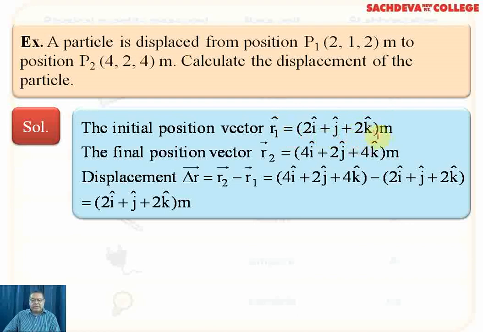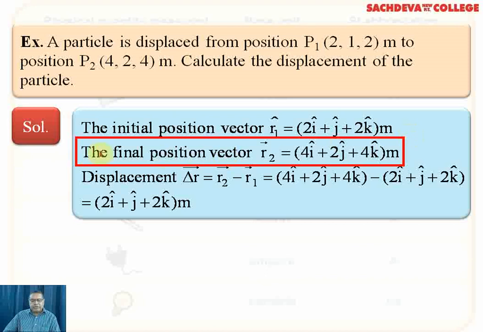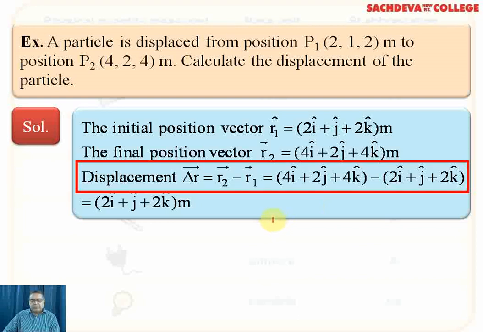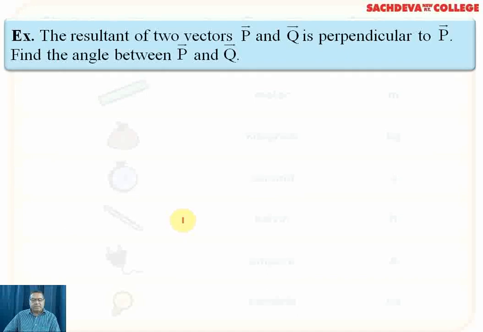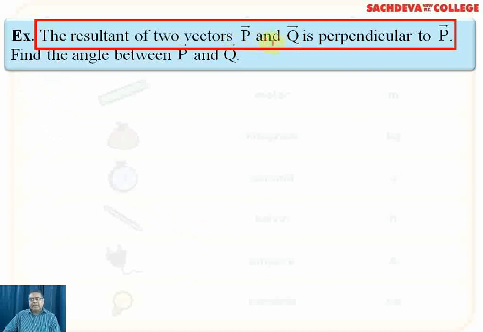So we will just apply i, j and k with these numbers. So it will become 2i plus j plus 2k, and the final position is R2. For R2, we will put the coordinates of P2. So we will write 4i plus 2j plus 4k. Now, displacement will be R2 minus R1, and by putting the values of R2 and R1, the net value will become 2i plus j plus 2k. The point to remember is that i, j and k are the unit vectors along the x-axis, the y-axis and the z-axis.